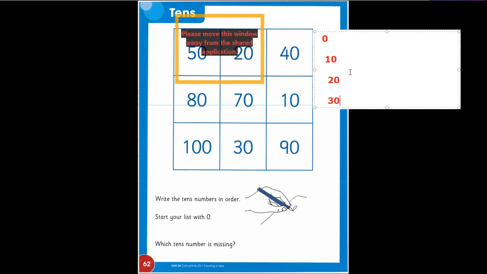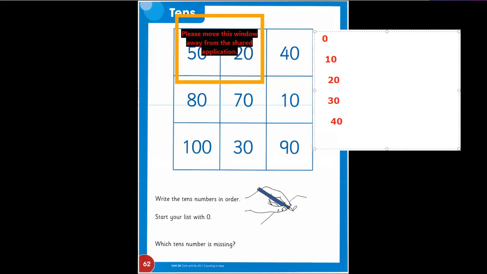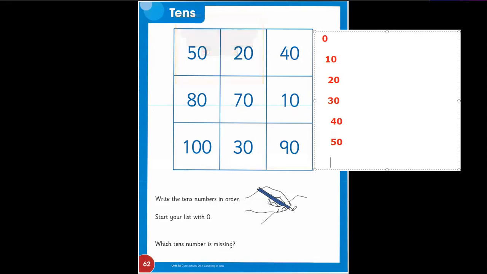30. Then we have 40, 50. Okay, 60 is not there. If you see the grid, the number 60 is missing. So we will jump to 70 because we are going to arrange the tens according to this grid.